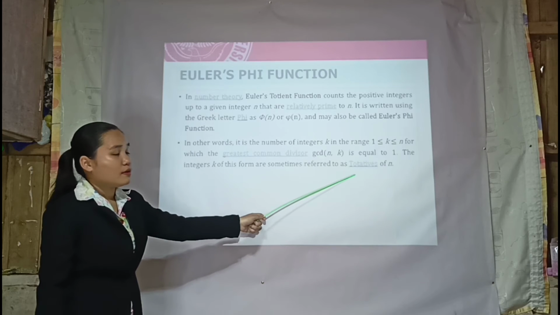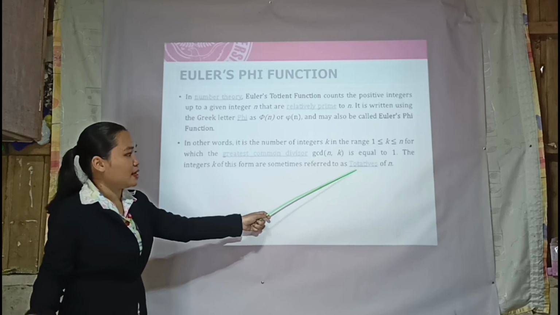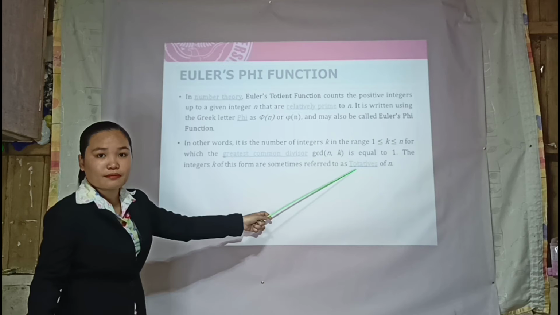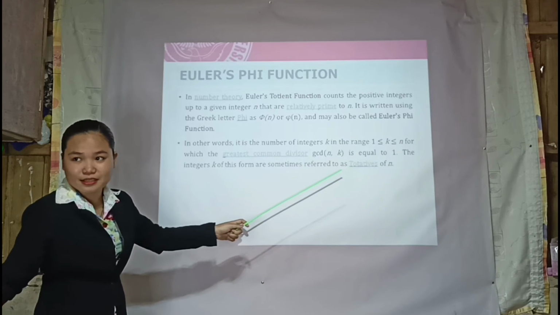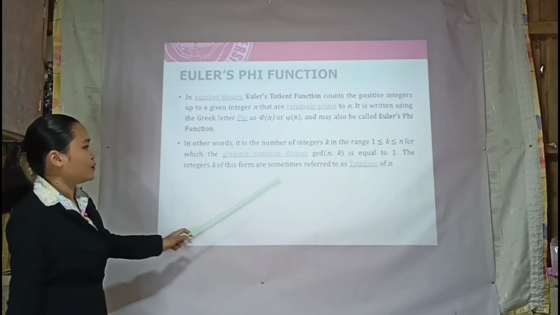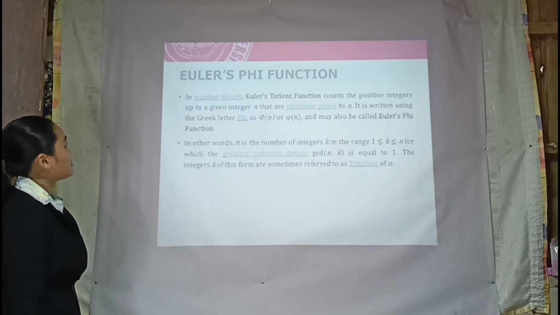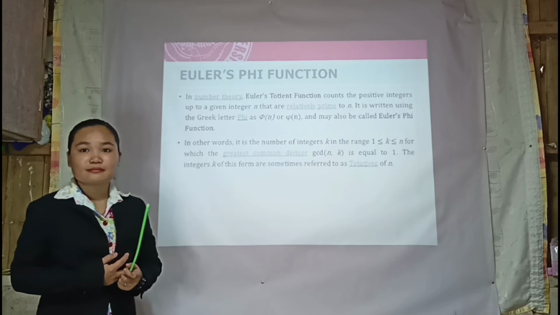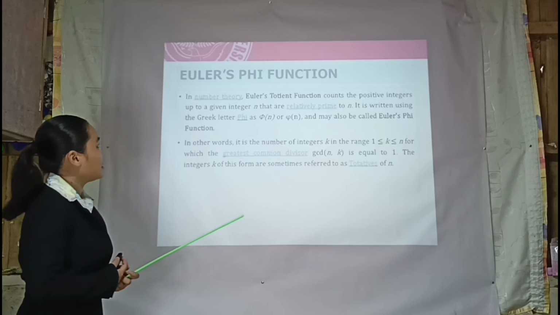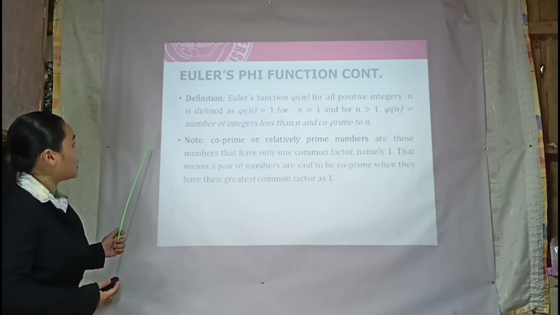So, from our activity lately, what is totative? Yes. Okay, very good. So, that is totatives of n. Am I too fast? Okay. So, actually, this is the history.